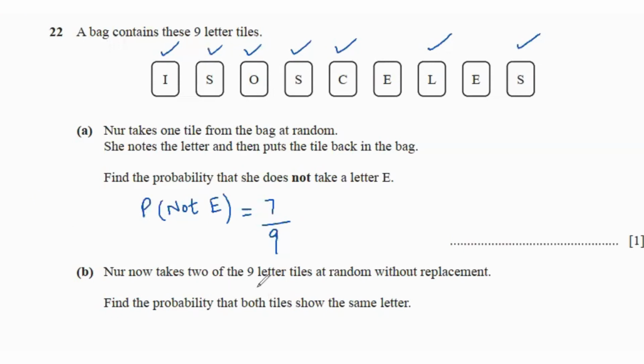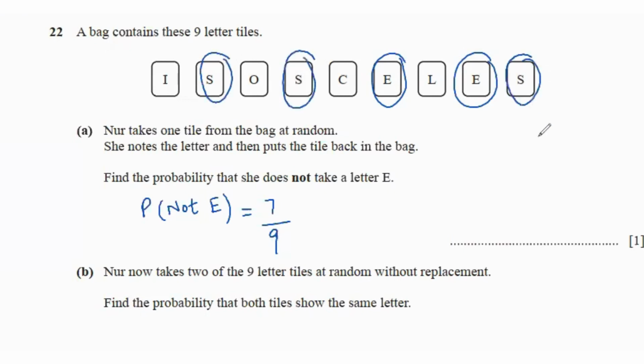Then it says Noor now takes 2 of the 9 letter tiles at random without replacement. Find the probability that both tiles show the same letter. So same letters are, if we remove this, we have E, that's the same, and we have S. So we have 3 S and 2 E's. So for S, if we find the probability of S, that's going to be 3 over 9 times 2 over 8. This is the probability of us taking S.